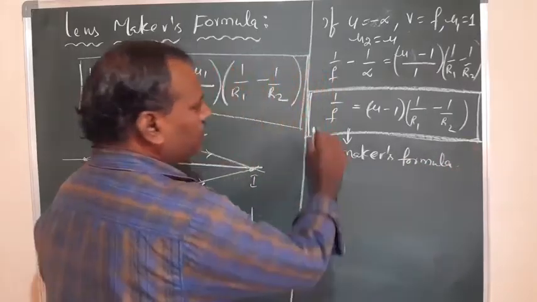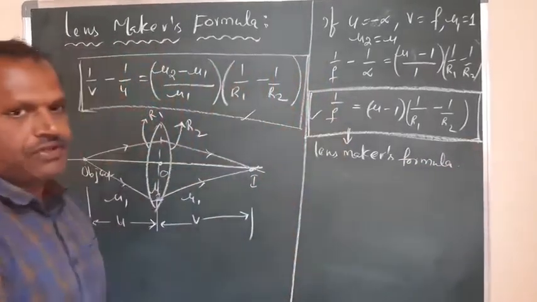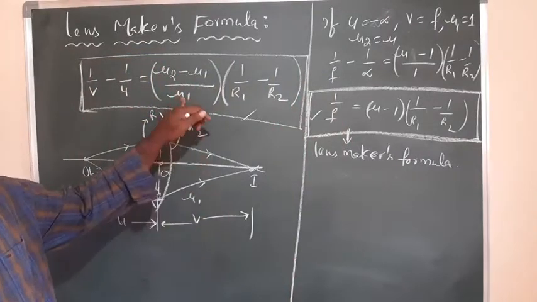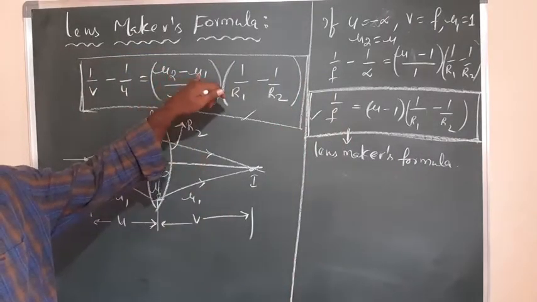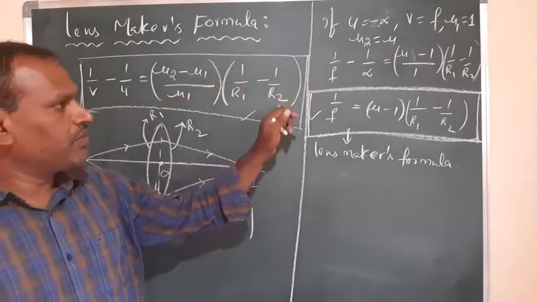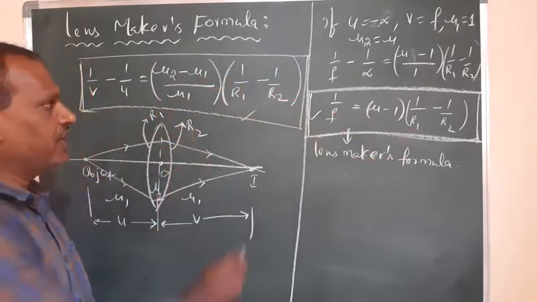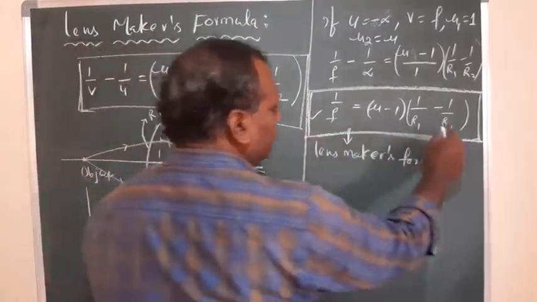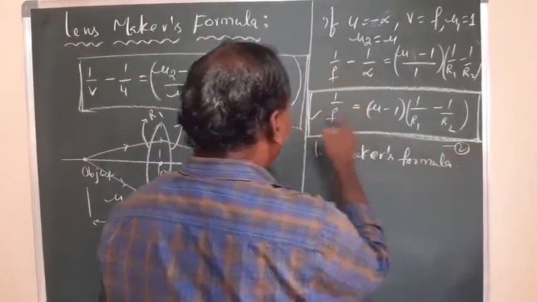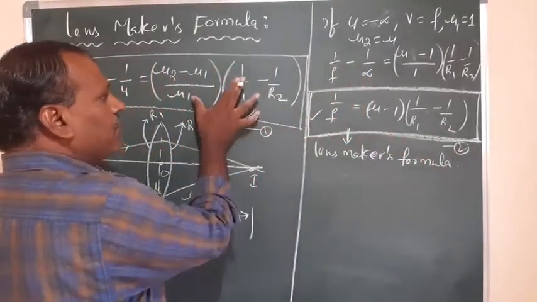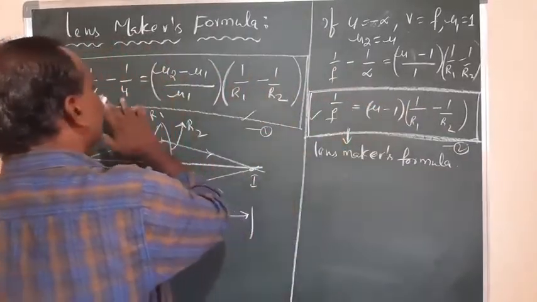If you compare this equation with the earlier one, we took mu1 as 1, so this becomes mu minus 1 into 1 by r1 minus 1 by r2, and the right-hand side will be the same, no? So if I take this equation as 1 and this as 2, by comparing 1 and 2, the RHS will be the same, which means you can equate the LHS also.